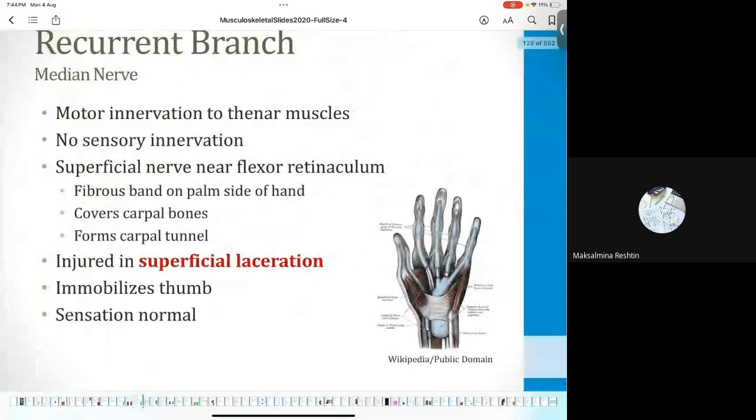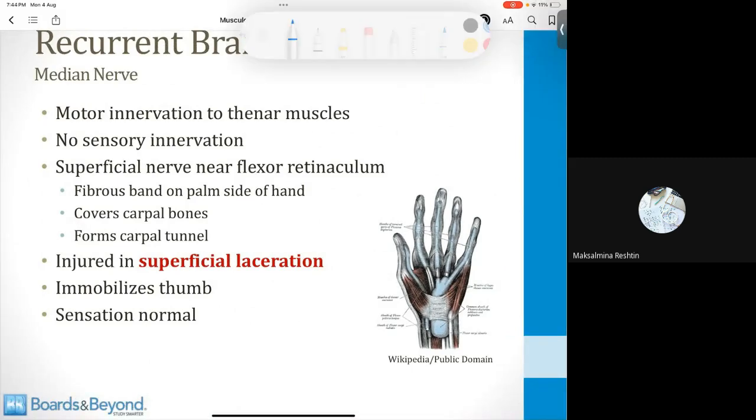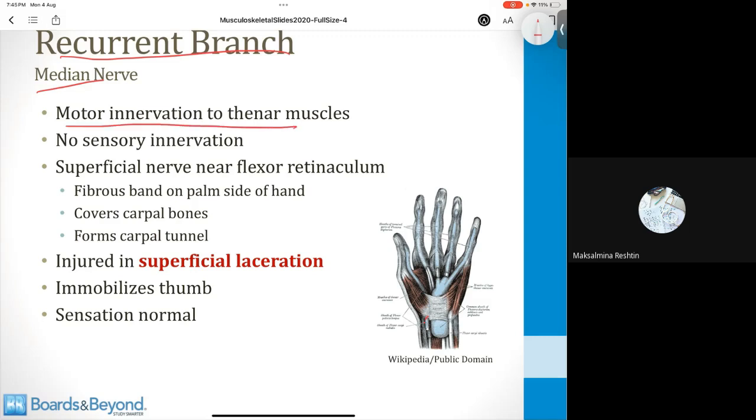Recurrent branch. As I already told you, we have one branch of the median nerve called the recurrent branch, right? It basically runs superficially, and this branch supplies all of your thenar muscles, with no sensory supply. Really important, right? So it's a motor innervation to the thenar muscles, one of the branches of your median nerve called recurrent branch. It supplies the motor innervation to thenar muscles, and it does not have any sensory innervation, right? And it runs superficial to your flexor retinaculum. So whenever we have any kind of superficial palm injury or cut, it can lead to damage of the recurrent branch.